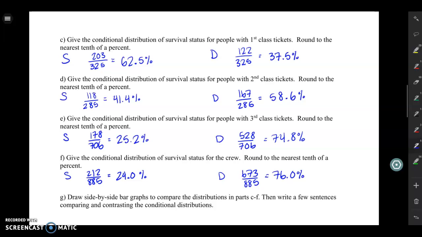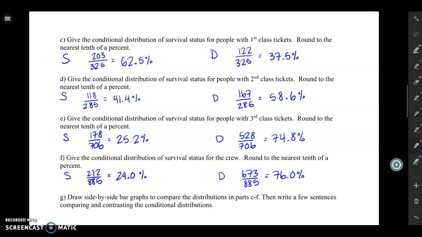Just looking at this set of percents, we can see some interesting things. If you look at your survival percents on the right here, we go from 62.5% to 41.4% to 25.2% and then to 24%. So basically, as you move lower down in your class ticket, the survival rate is going down. And same thing with the death rate, the death rate's going up. The death rate was highest for those people that were in third class and that were part of the crew. This is a really interesting phenomenon, and it begs the question of why that happened and how it happened.